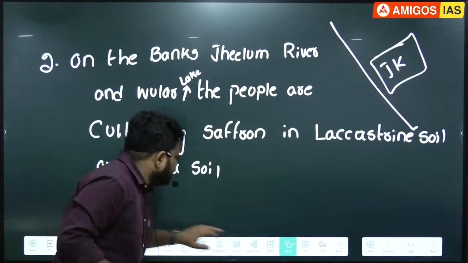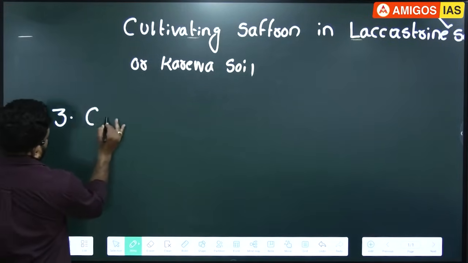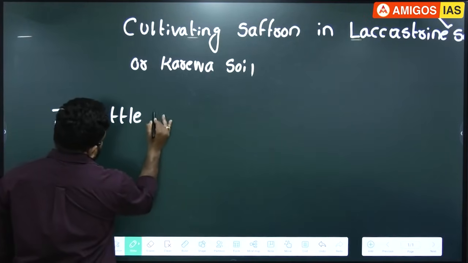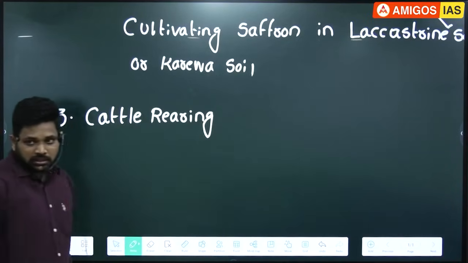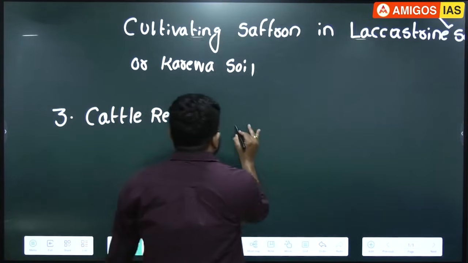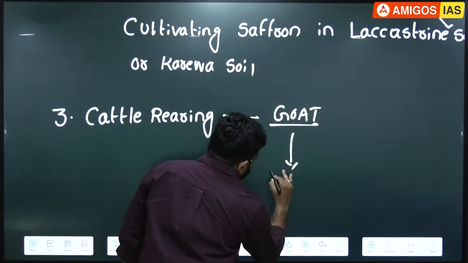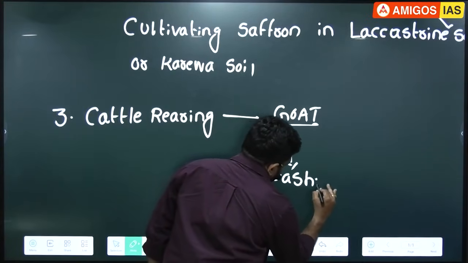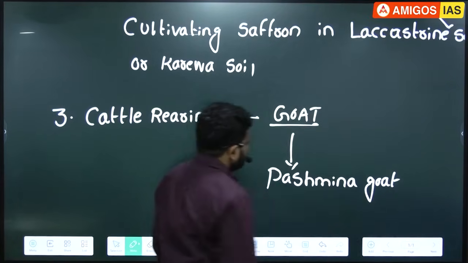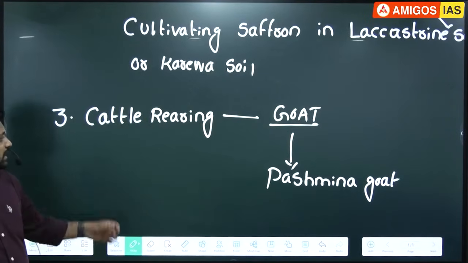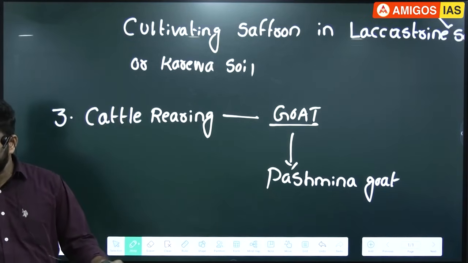The third economic activity, cattle rearing. See here, within the cattle rearing, there is one special goat. The name of the goat is called Pashmina goat. Okay, there is a special cattle, nothing but goat. There is a special variety of the goat. The name of the goat is called Pashmina goat.